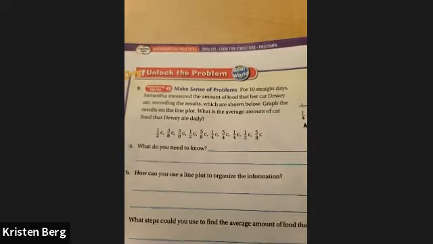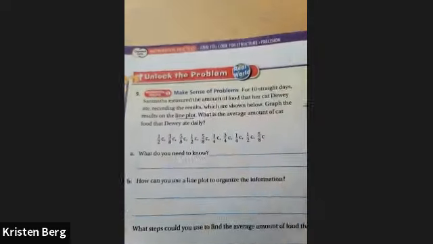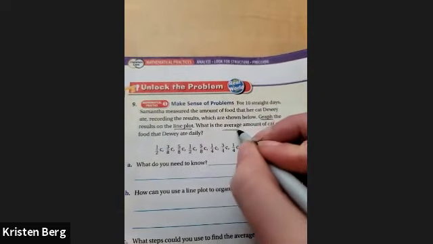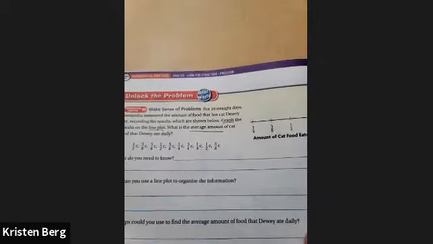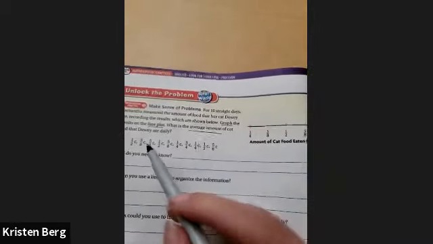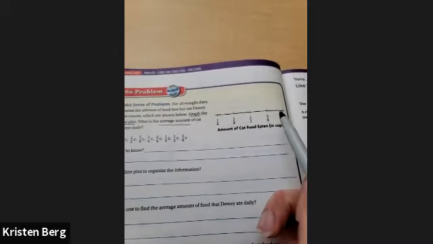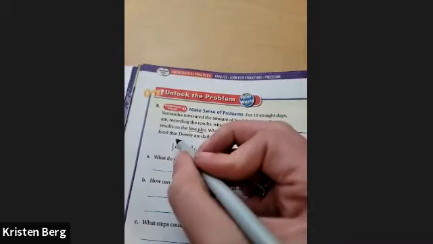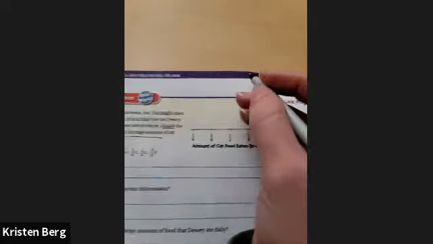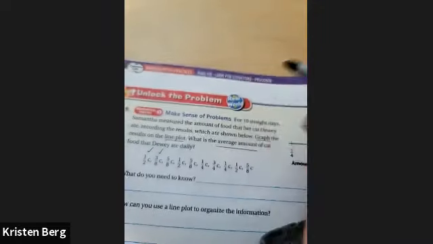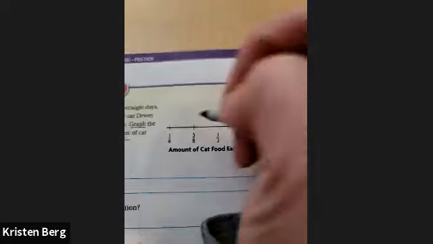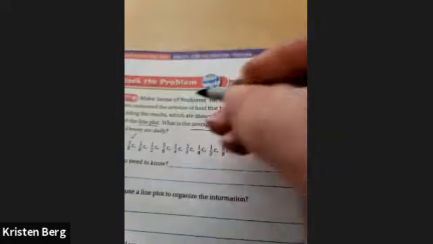Graph this line plot. So we got to graph the line plot and then show the average amount that the cat ate daily. So in order to do this, now we got to go over and kind of put these where they're supposed to be. So the first one is a half. So I'm going to come over, put one there, put an X there, then check it off, and then 3/8. I'm going to put an X over the 3/8. Then one above the 5/8.